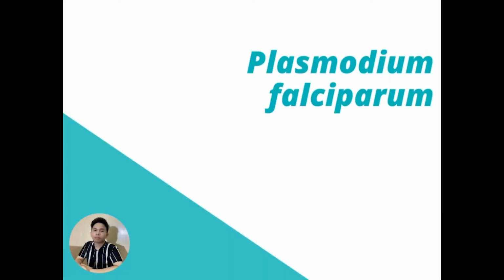Our next parasite under the genus Plasmodium is Plasmodium falciparum. Falciparum is the species that causes blackwater fever and malignant tertian malaria, which is the most deadly form of malaria in untreated patients.